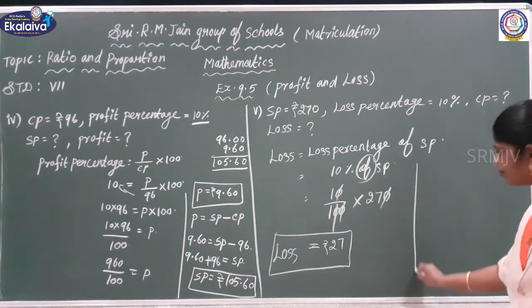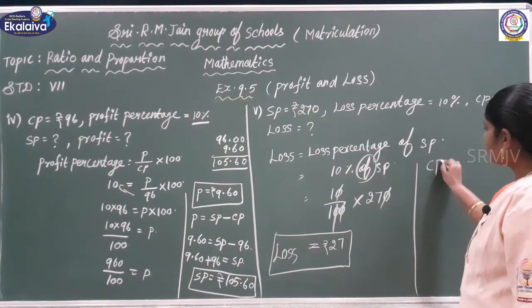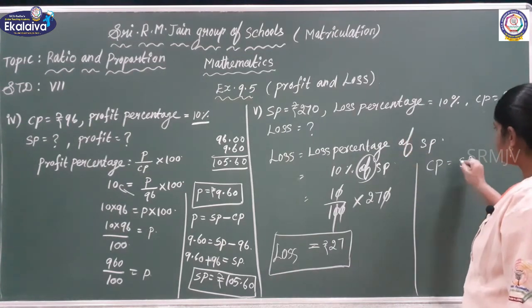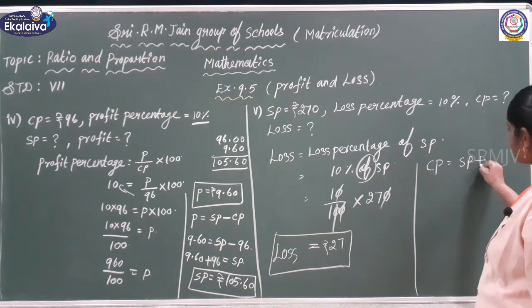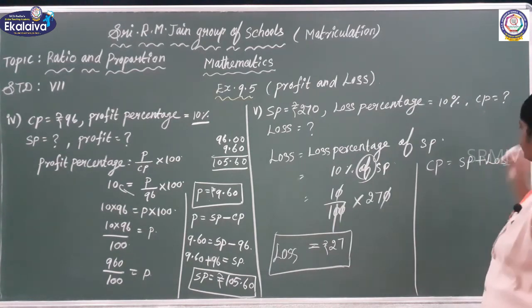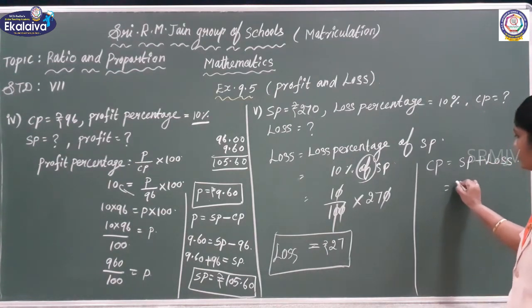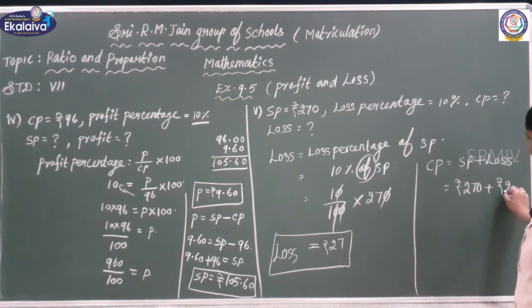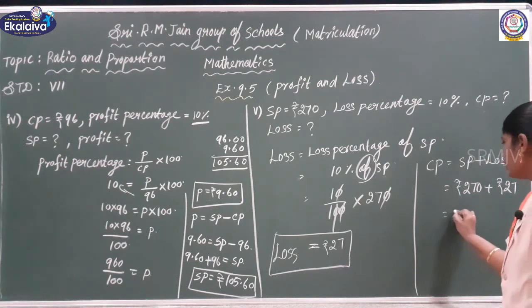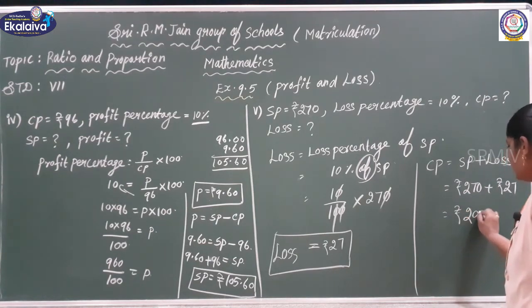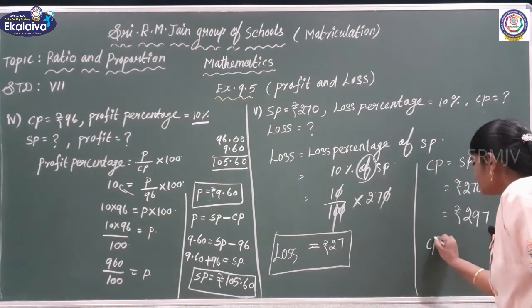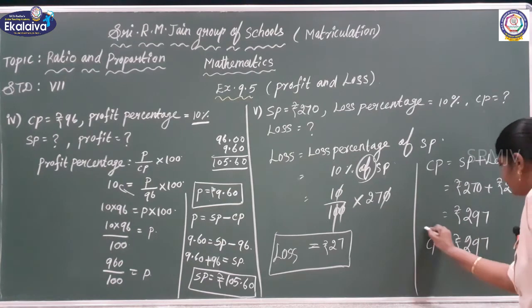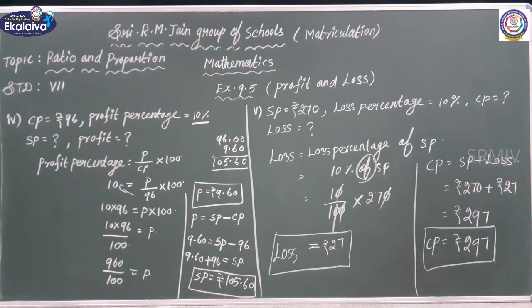Next we are going to find the cost price. Okay. So cost price equal to, how we are going to find? Selling price plus loss. Okay. So selling price is rupees 270 plus rupees 27. Now you add this, what you will get, children? Rupees 297. So cost price equal to rupees 297. Do you understand, children?